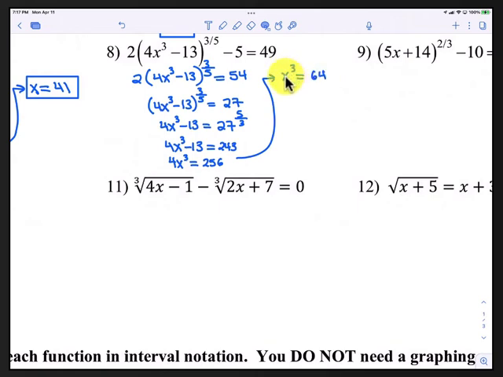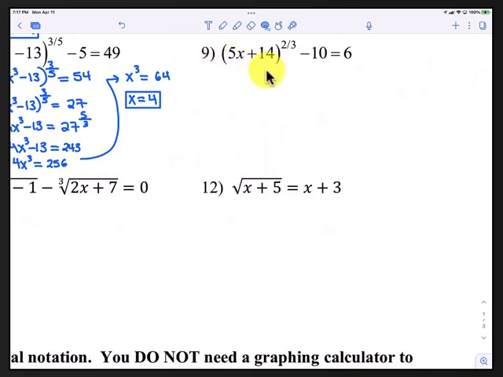And now we have x to the third equals 64, so we'll just need to take the cube root of 64. And the cube root of 64 is 4. And if you plug in 4 into the original equation for x, it will work.